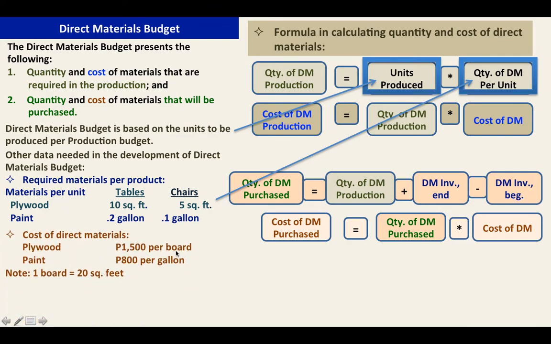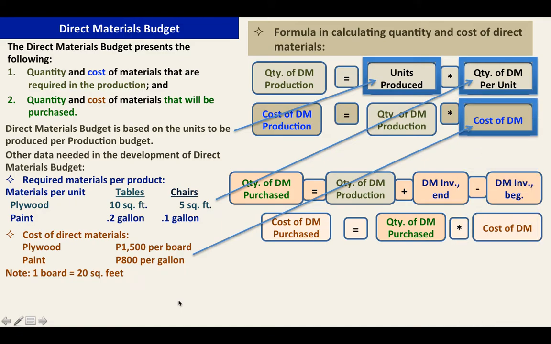And what we need also is the cost of direct materials. So in this situation, we have plywood at 1,500 per board and paint at 800 per gallon. And here, we have to note that one board is equivalent to 20 square feet. We need this information because the required materials is in square feet. Okay?